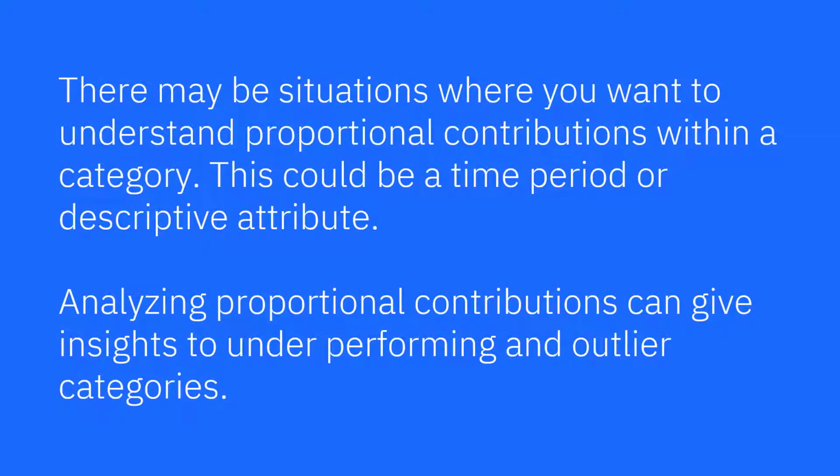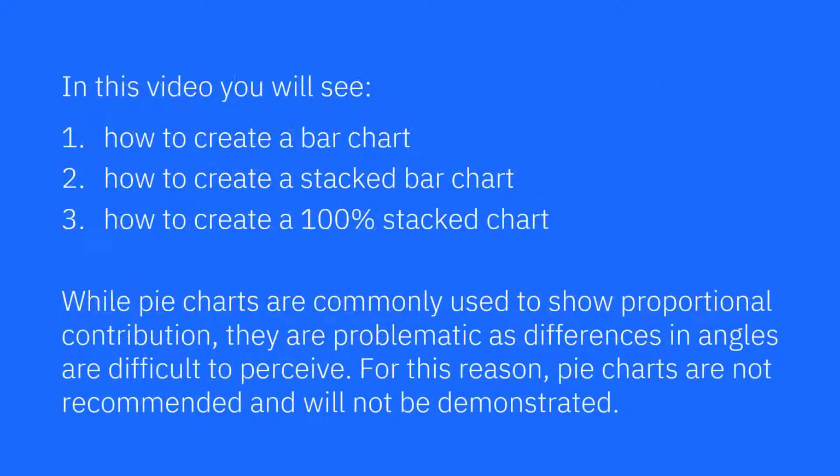There may be situations where you want to understand proportional contributions within a category. This could be a time period or descriptive attribute. Analyzing proportional contributions can give insights into underperforming and outlier categories. In this video, you'll see how to create a bar chart, how to create a stacked bar chart, and how to create a 100% stacked chart.